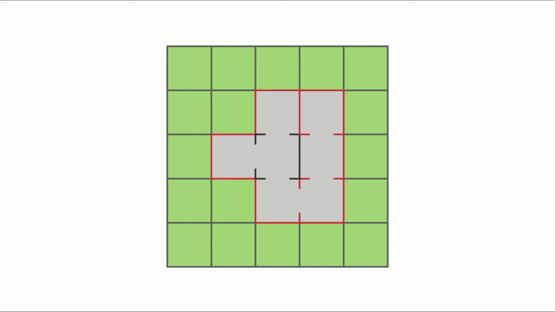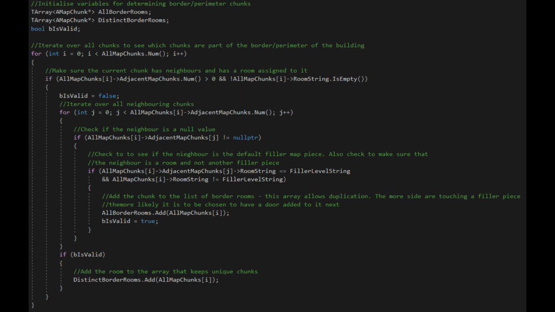The next thing is that we need to determine which chunks make up the perimeter or border of the building so doors can be placed. It iterates over every map chunk, and if one of its adjacent tiles is the filler piece, and it is a room, not another filler, then it is added to two lists. The first list is called All Border Rooms, and this contains multiple instances of each room. So if a room bordered 3 filler pieces, then it would be added to the array 3 times. Then it is added to another array, which tracks the number of distinct border rooms. Only one instance of each chunk can exist in this one, however.